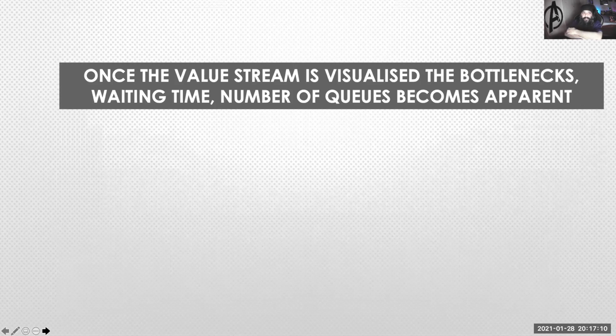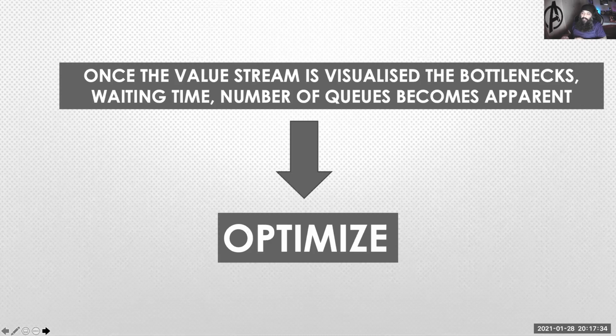Now, once the value stream has been visualized, the different bottlenecks, like possibly the waiting time and the number of queues, all of those things start becoming apparent. It starts becoming visible. You can really see where the queues are coming in, where the different bottlenecks are, and how many queues are getting formed where. So once this becomes visible, you get into the concept of optimizing. You start optimizing the value streams.